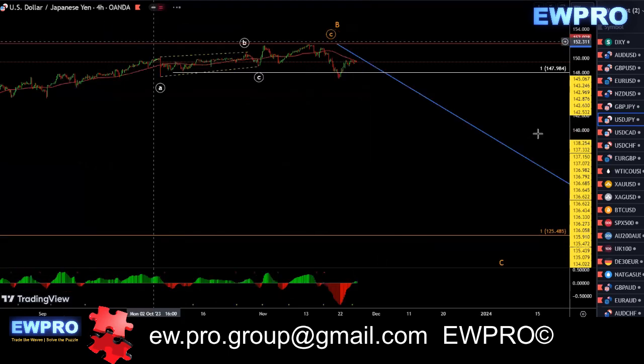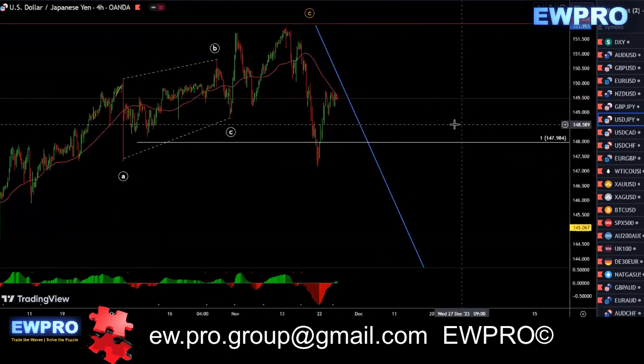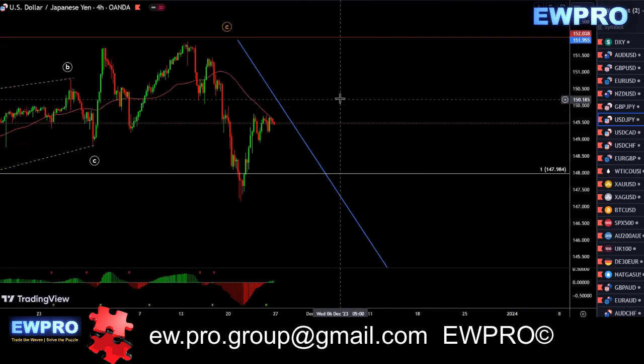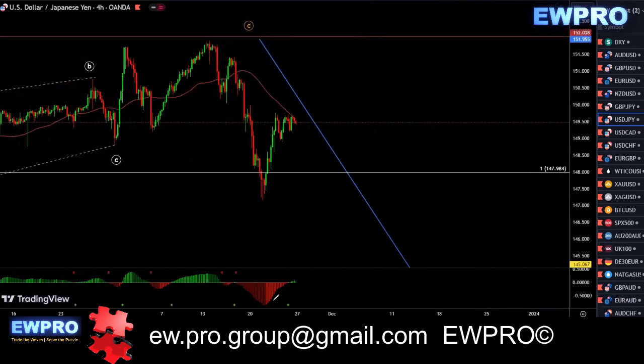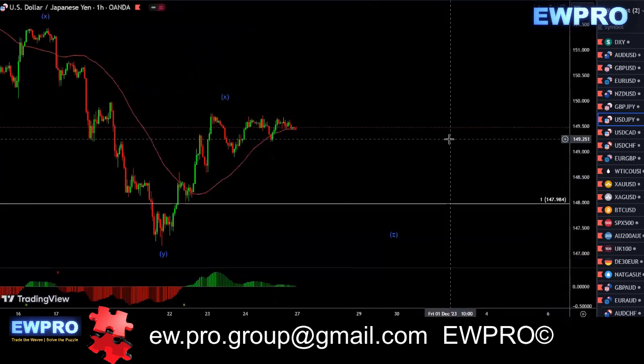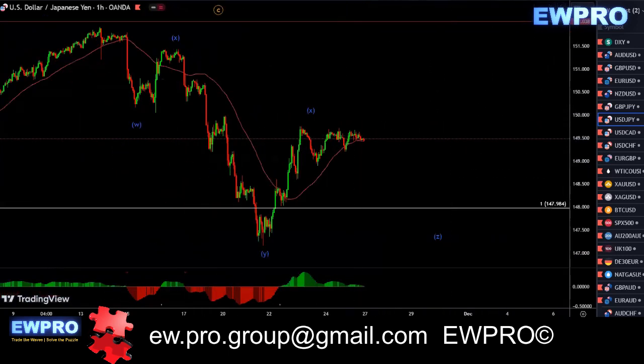On the H4, well, it's more on the H1, but even on the H4, you can see here we've got a bear hidden here. So if you're looking for buy, you have to be really careful. It's more on the H1. We got this 1, 2, 3, 4. We got this bear hidden here.